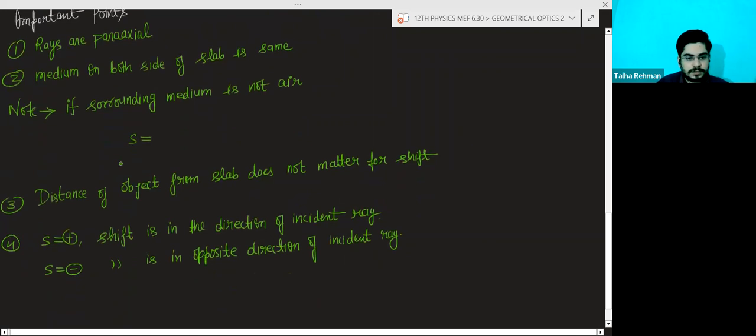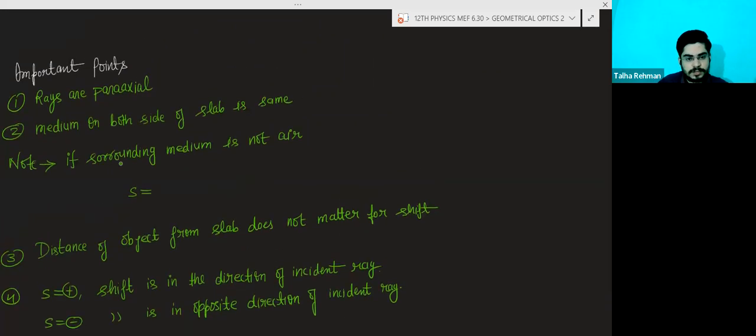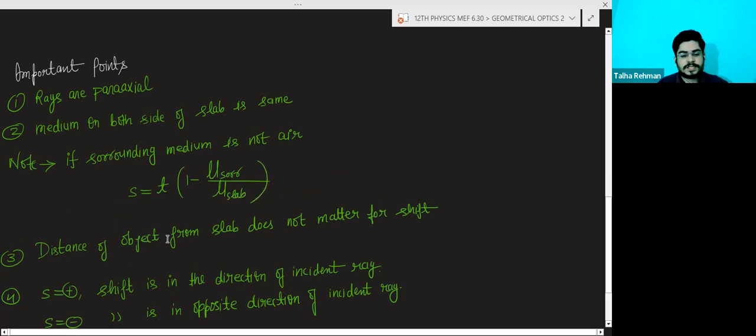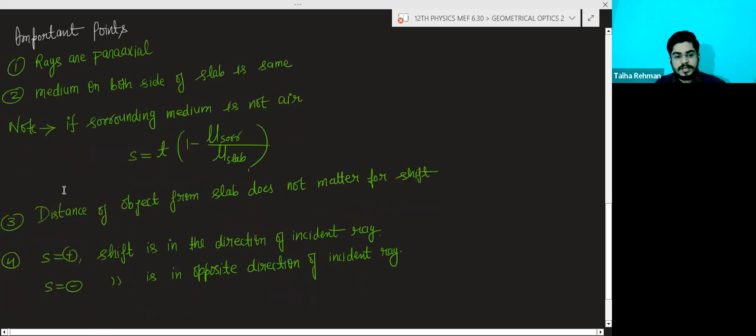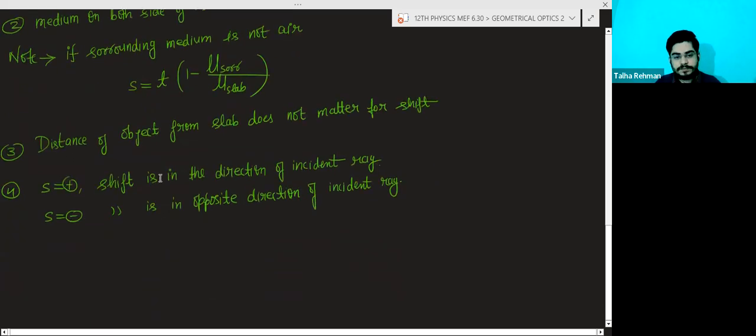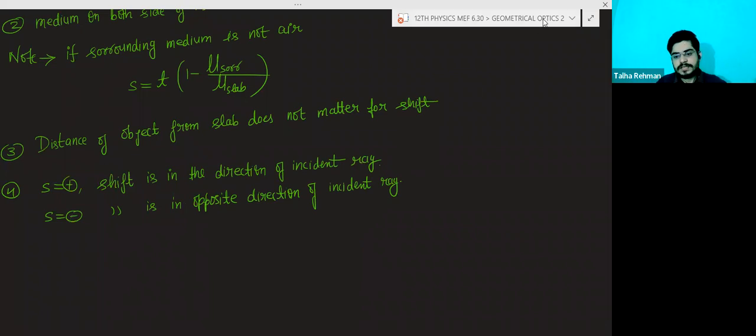So complete this: T1 minus refractive index of surrounding divided by refractive index of slab. Distance of the object from the slab does not matter for the shift. If shift is positive, shift is in the direction of the incident ray. If shift is negative, then it is in the opposite direction of the incident ray. So this concept will be used here.